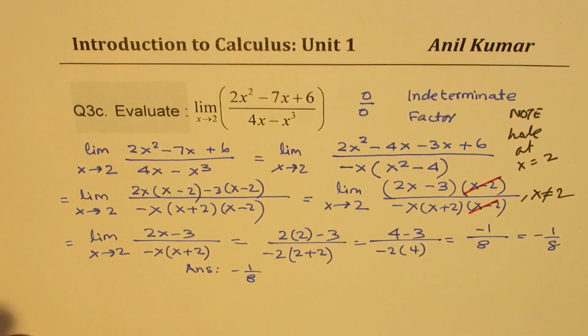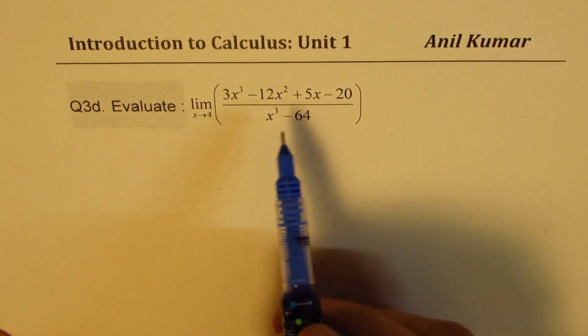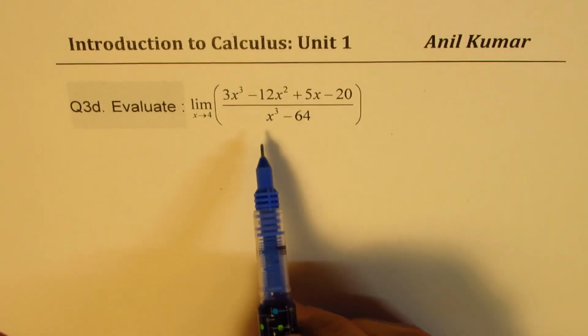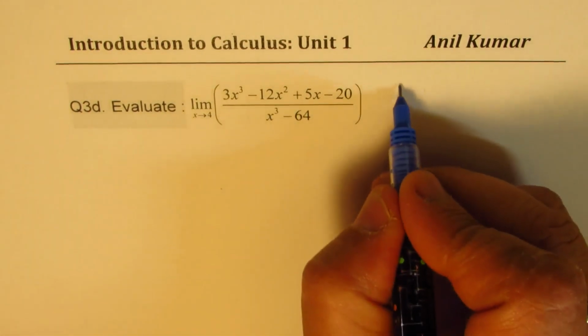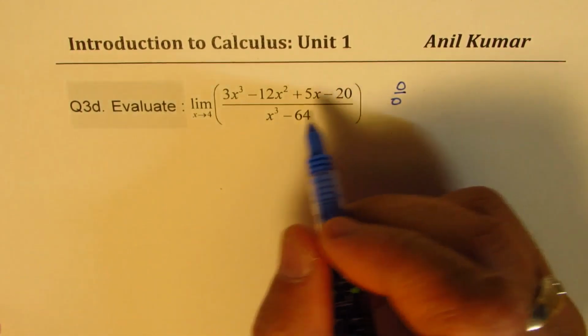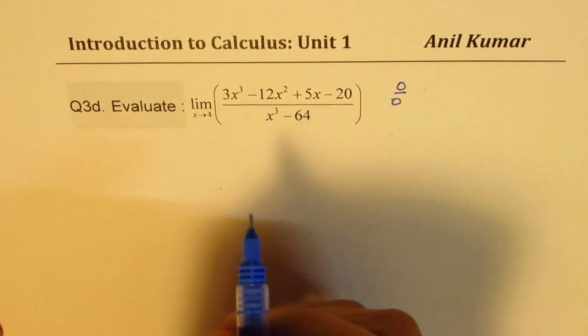Now let's take the next part, which is question 3D. We need to find the limit of the given function as x approaches 4. Again, if you substitute 4 here, we get 0 over 0. So this is also 0 over 0. So what are we going to do? We are going to factor. So let's do it.